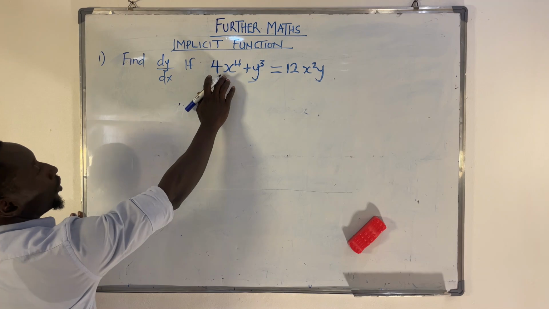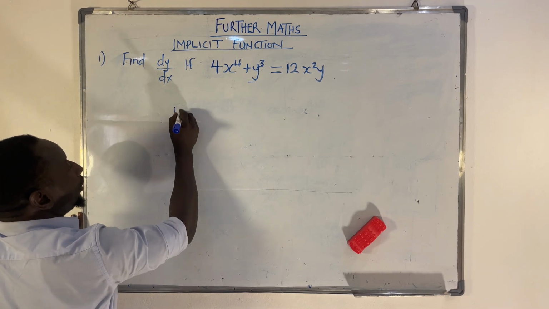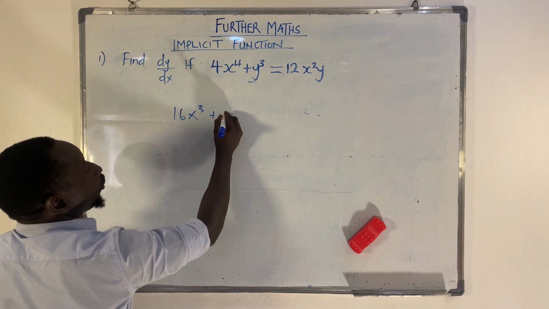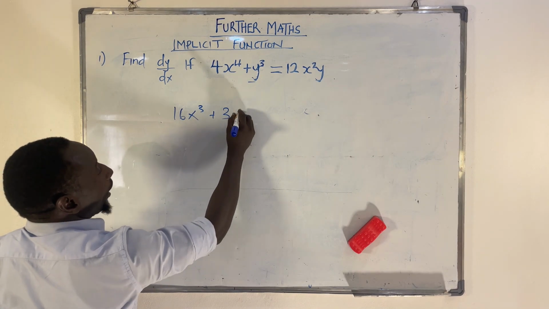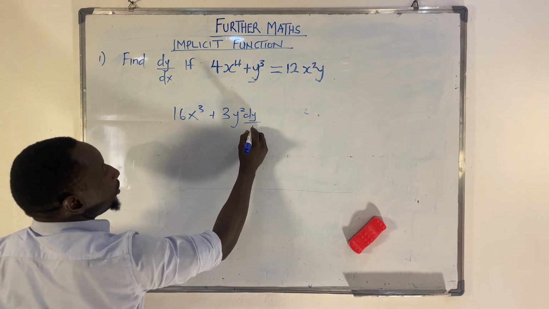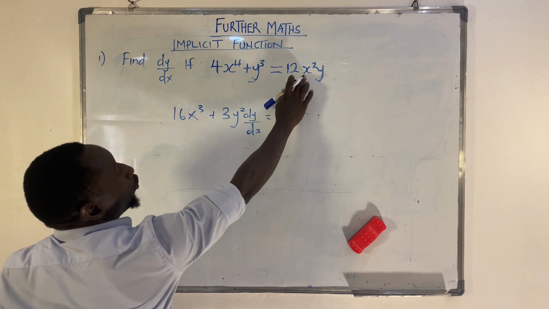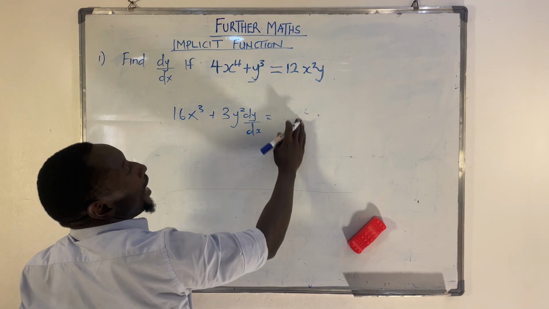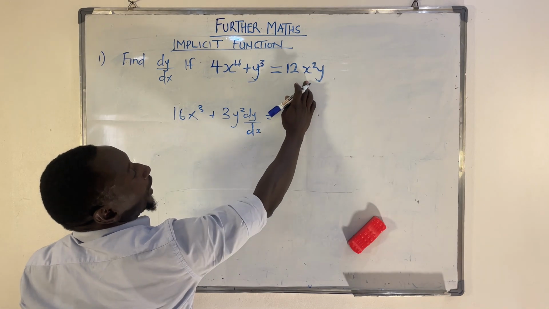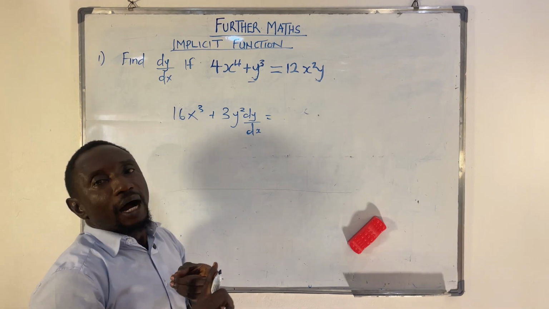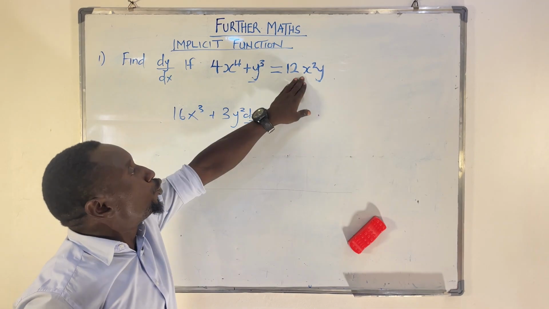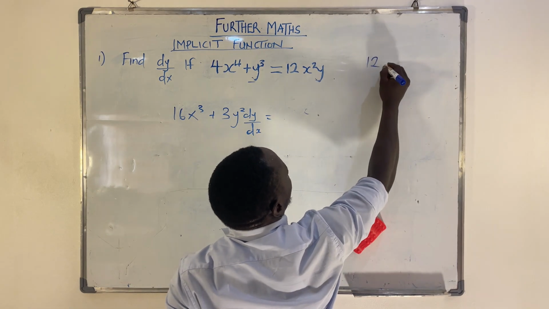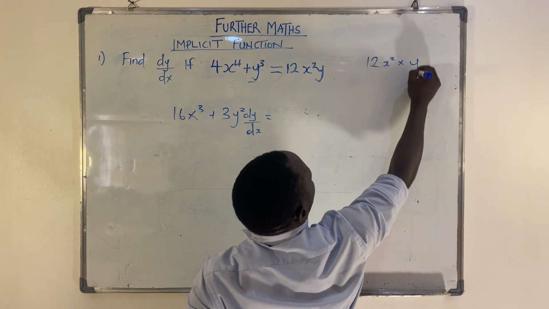Now we start. When we differentiate this, like I told you, we have 16x raised to power 3 plus 3y squared dy/dx is equal to. Now, there are two terms here. Here, y is seen as a function of x. And this shows that x and y, we are supposed to multiply them. So I'm going to use product rule here. This can be written as 12x squared times y.